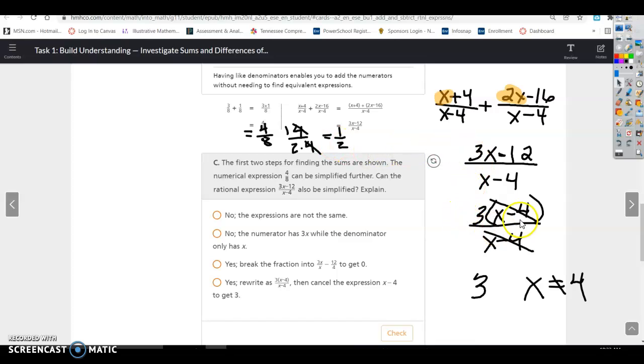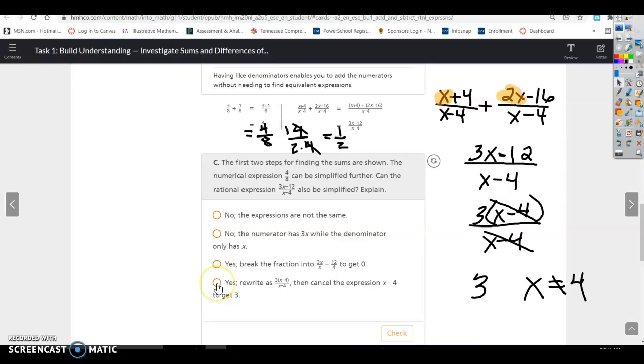In a similar sense, we used factoring to factor out a 3 here, or divide a 3 out, which is the same as dividing out a 4 here, and we reduced that. So let's see what our choices are. No, the expressions are not the same. No, the numerator. Yes, break the fraction in 2. Yes, rewrite as this, then cancel the expression x minus 4.